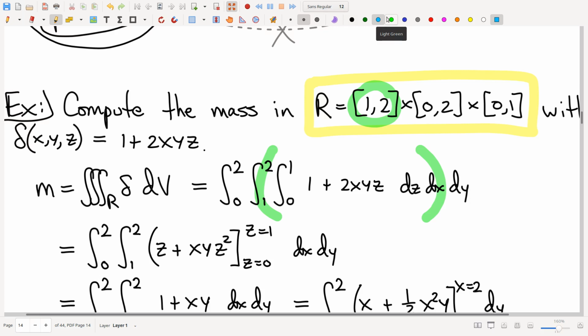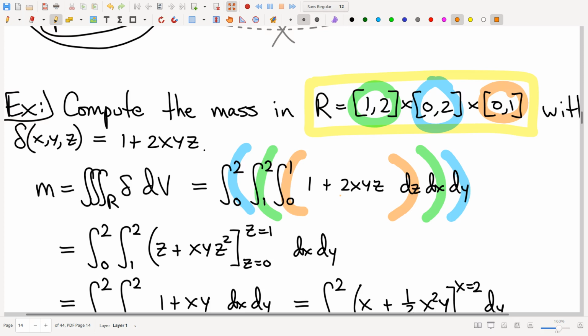Yeah. So continuing, these are the y bounds, and in this case, because I put dy on the outside, 0 to 2 are my outside bounds. And then just for the sake of completeness, that's my z bounds. Z was on the inside, therefore 0 to 1 is my inside bounds. Everybody happy?